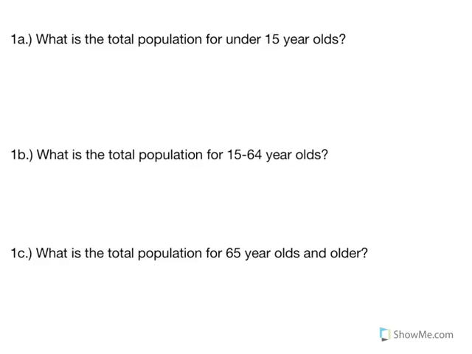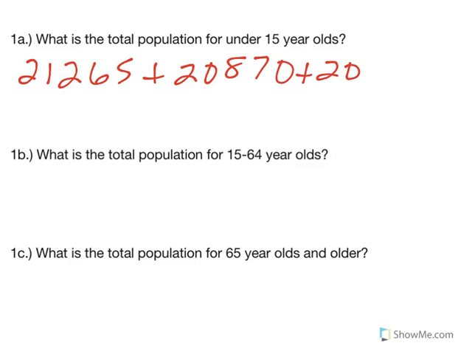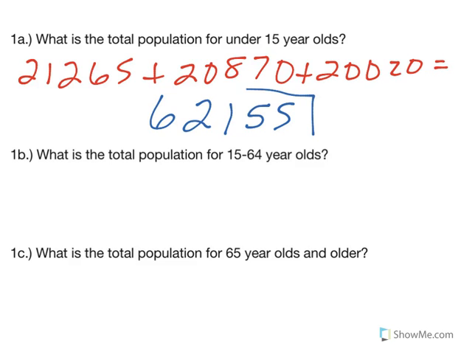What is the total population for under 15 years old? We call these the children. So there are 3 groups that are under 15. So we have 21,265 plus 20,870 plus 20,020 for a total of 62,155. So that's how many total children we have.